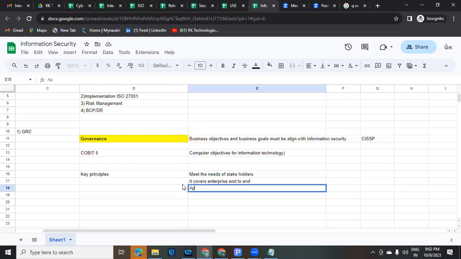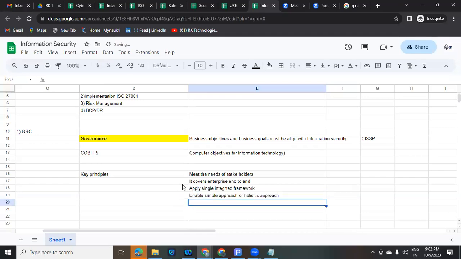The third one is apply a single integrated framework. Don't use so many frameworks. You can use a single framework so that it is an easy way of understanding and also of delivering the projects and the respective services. The fourth is enable a holistic approach. The processes we define should be simple and understandable.